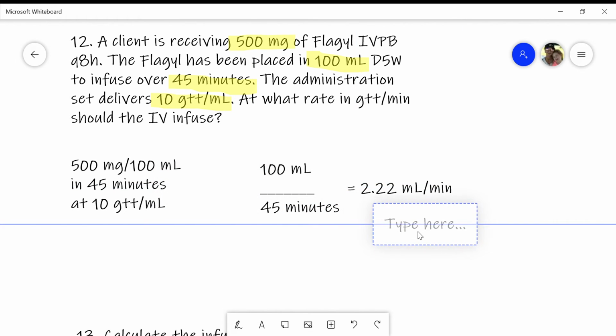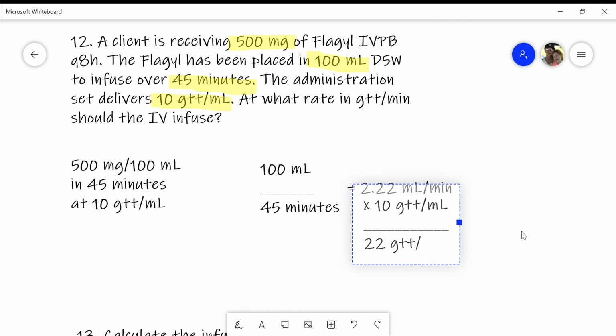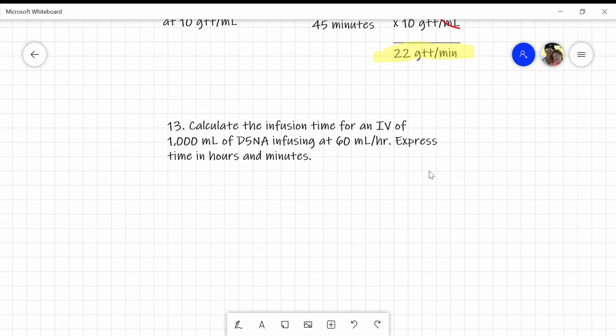And once we have our milliliters a minute, we are going to multiply that by the 10 GTTs per milliliter. And that's going to give us 22 GTT a minute. And we don't have to divide by 60 or anything because we're doing minutes, we're not doing hours. And so you can cross out the matching milliliters. That gives you the GTT a minute. All right.